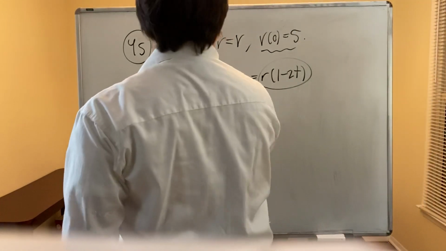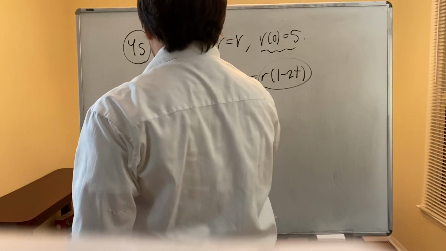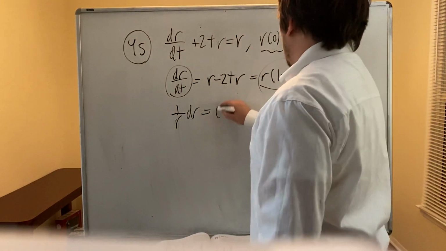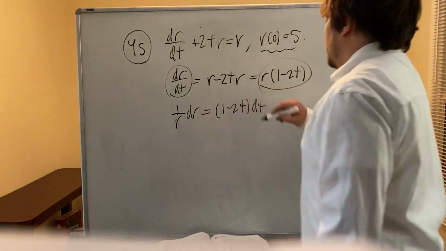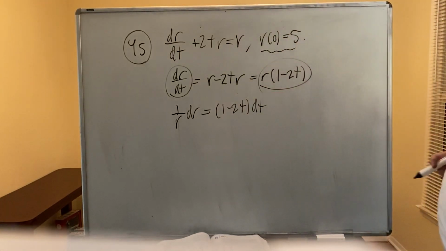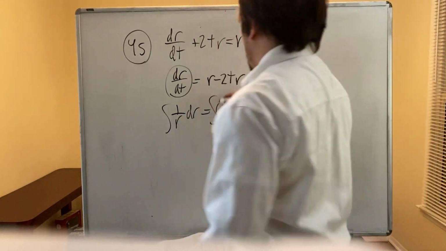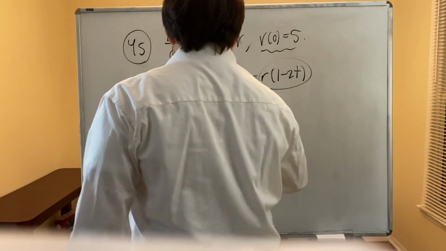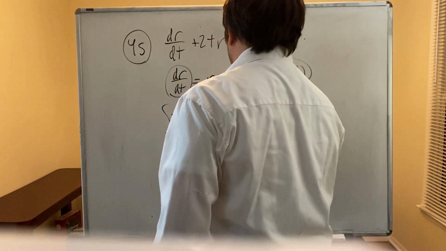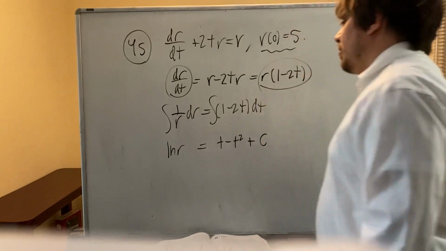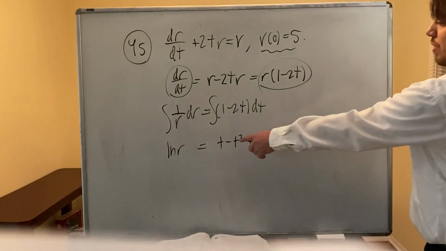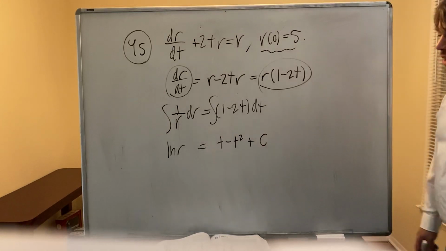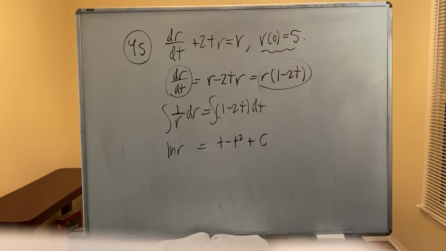Moving the r to the left side and the dt to the right side, you get 1 over r dr is equal to (1 minus 2t) dt. You integrate both sides, and you get ln r on the left side, and on the right side you get t minus t squared plus a constant c. So now ln r is equal to that. This is solving for r implicitly in terms of t.